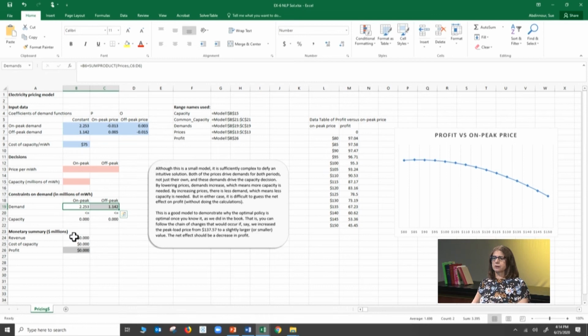And so that gives us the revenue, how much we cash from the customers. The cost of capacity is going to be the 75 multiplied by this. So that's capacity times B9 times the capacity. And the profit is going to be my revenue minus the cost of the capacity. That way, the company is not overbuying capacity to get ready for the demand, and it's pricing the on-peak capacity and the off-peak capacity well.